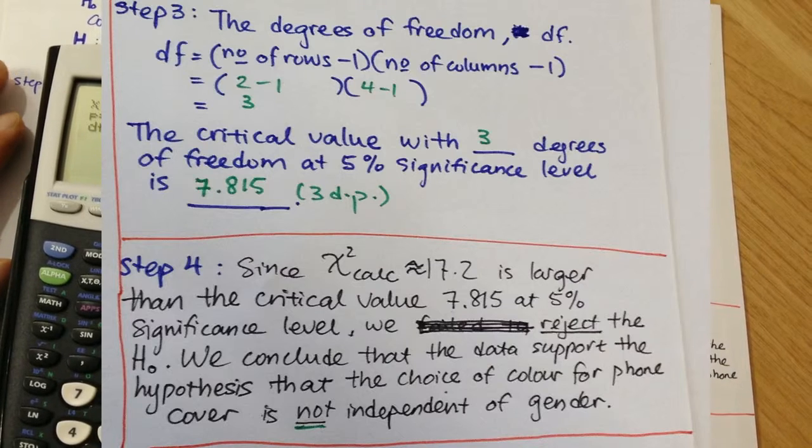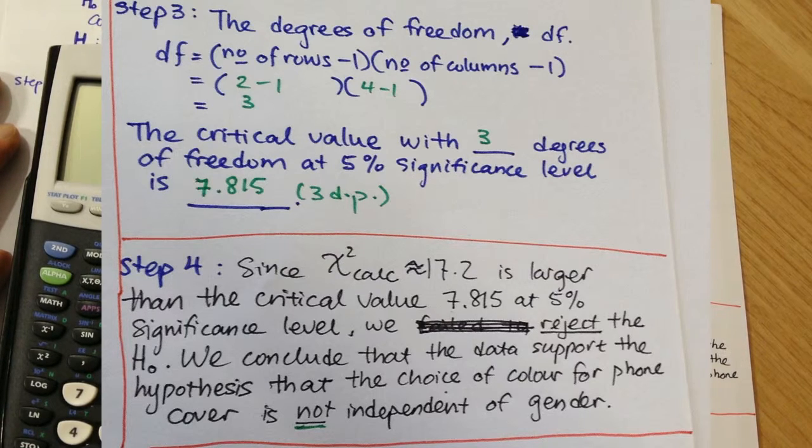Since the chi-square calculated statistic is 17.2, which is larger than the critical value of 7.815 at 5%. That is, if you take a 5% risk, this is the critical value, and this is a lot larger than 7.815. So we have to consider this number to be big. If you consider this number to be big, then the conclusion is that we must reject the null hypothesis.